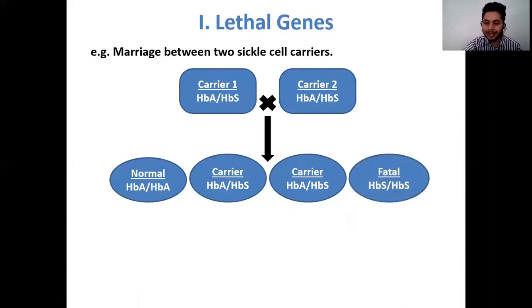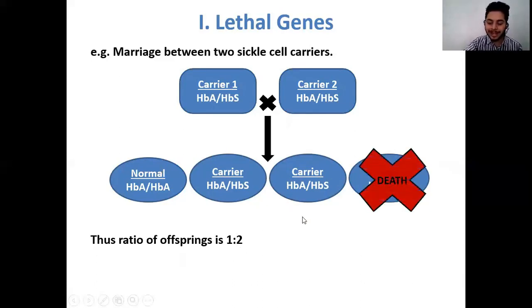And the third type you get is HbS crossed with HbS. The two gametes, HbS and HbS, cross with each other, and therefore the genotype of the individual is going to be homozygous for my lethal allele. So this individual is going to be fatal, and he is going to die with fatal anemia. Therefore, the ratio of the offspring that you get is going to be 1:2, where 1 is normal and 2 are carriers, while the last one is immediately going to undergo death. So for lethal genes, the phenotypic ratio is always going to be 2:1.